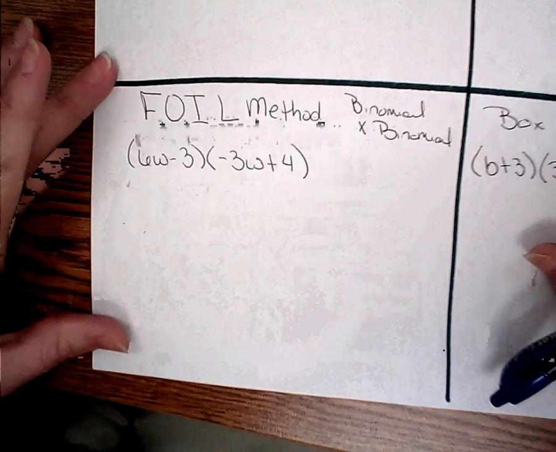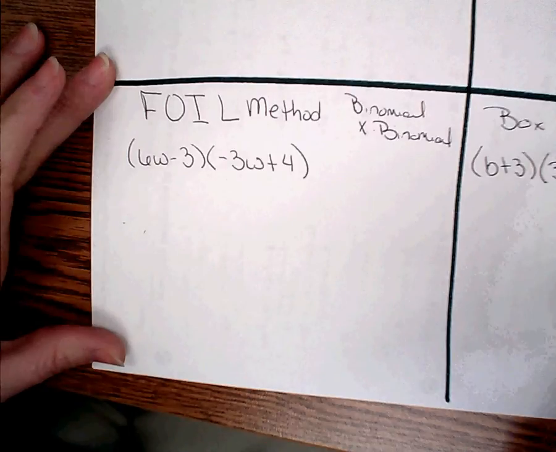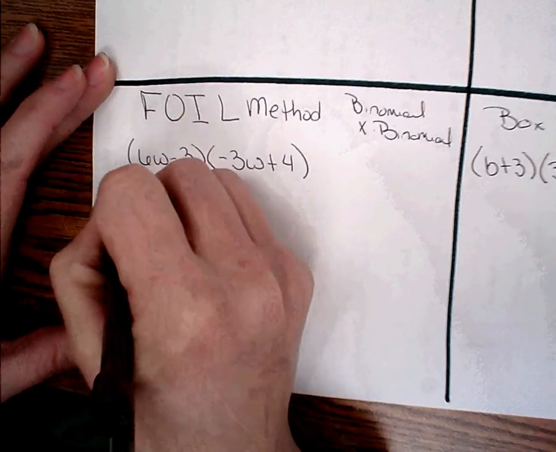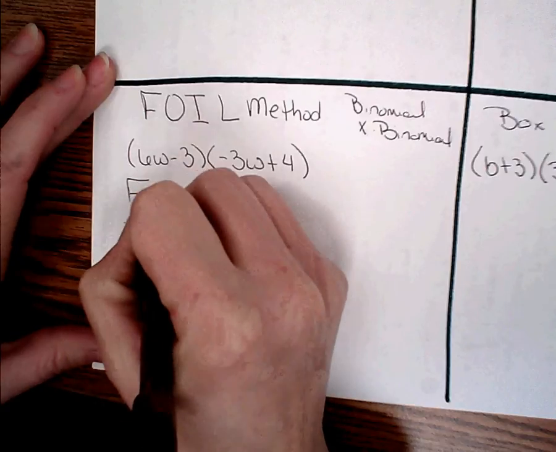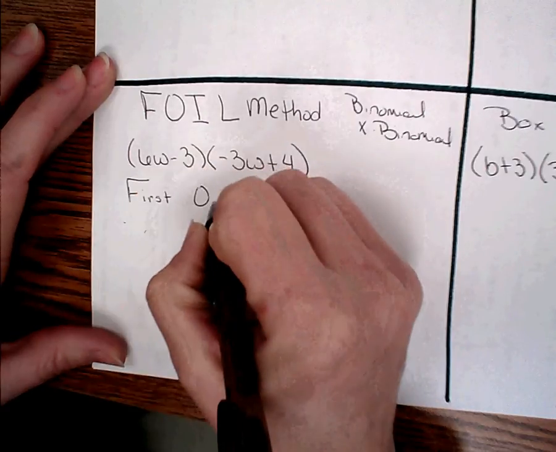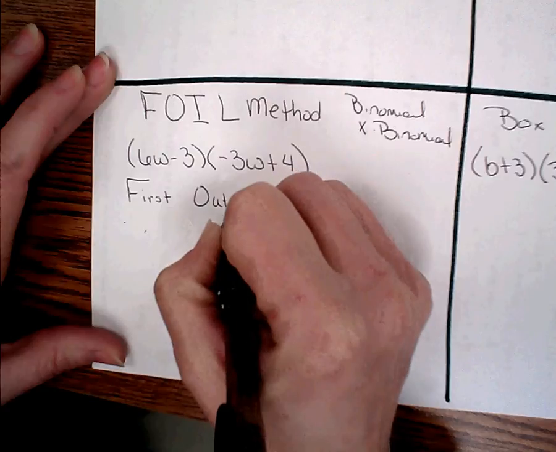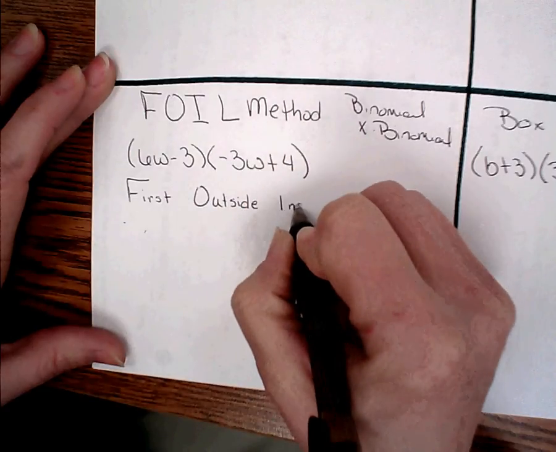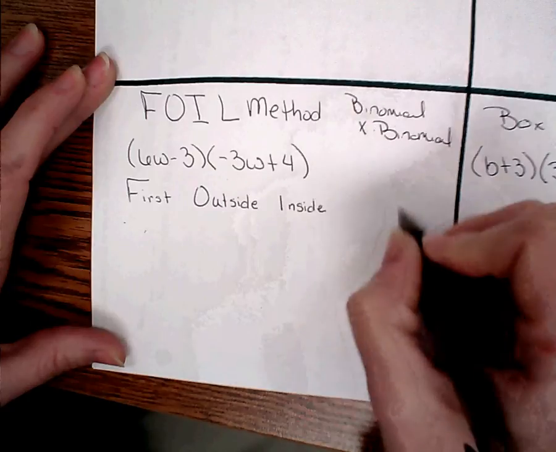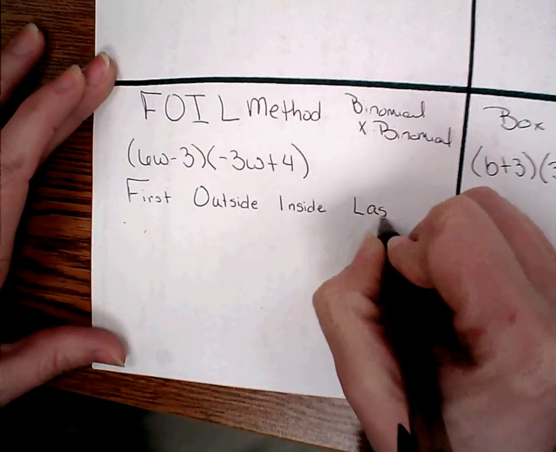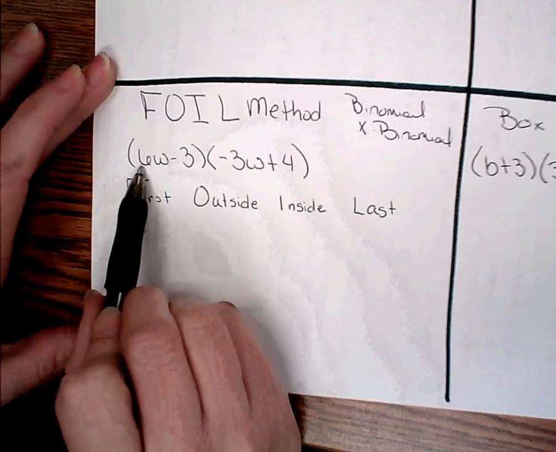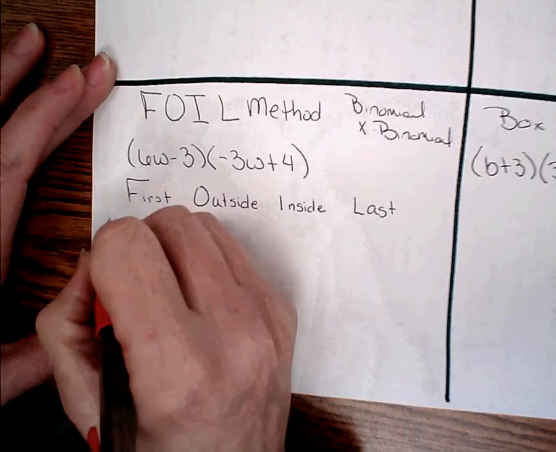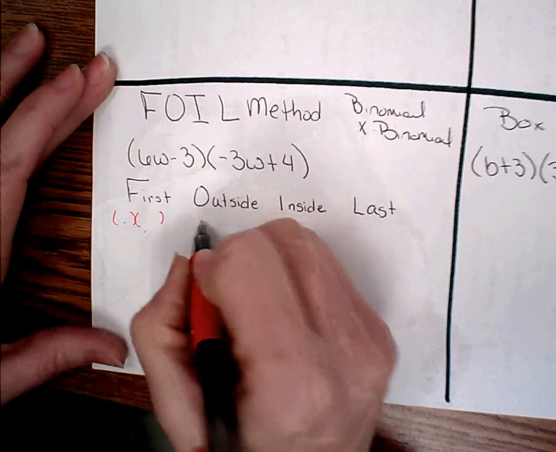When you have a binomial times a binomial, you can use what they call the FOIL method. F stands for first, O stands for outside, I stands for inside, L stands for last. So when I look at my first term in each parentheses, we have two terms, which we'll be multiplying every time.